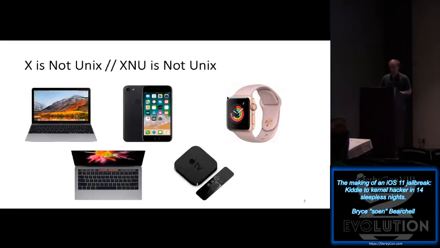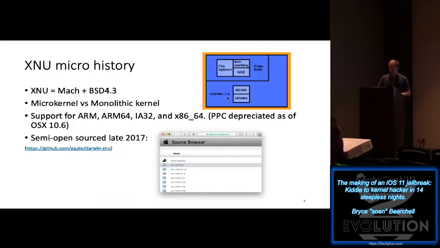So what we're going to be talking about today is XNU. This is the kernel that Apple uses for all their devices. So the Macs, the iPhones, the iWatches, even the Touch Bar is running its own kernel, it has its own RAM, it does its own thing. Apple uses this everywhere, and it's kind of this duct-taped together bastardization of the Open Software Foundation Mach kernel and the FreeBSD 4.3 kernel. So it's kind of like the combination.